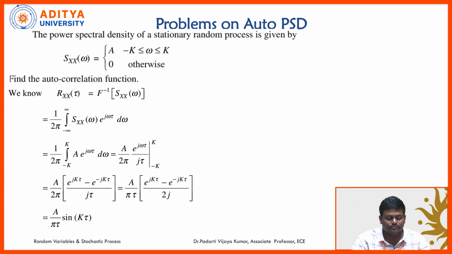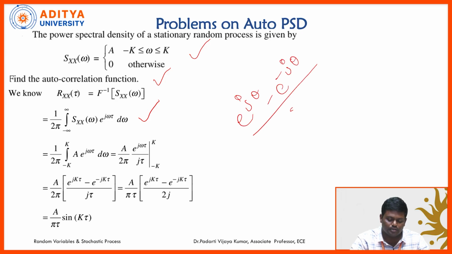Next, one problem is given related to the inverse Fourier transform pair. The power spectral density is given. Now we are asked to compute the autocorrelation function. So we will apply the inverse Fourier transform concept, and the formula for the inverse Fourier transform is given here. The limits are between minus k to k. The integration of e power j omega tau is e power j omega tau by j tau, substituting the limits. This is in the form of e power j theta minus e power minus j theta by 2j, which is mathematically equal to sin theta using Euler's relation. This is a by pi tau into sin k tau.